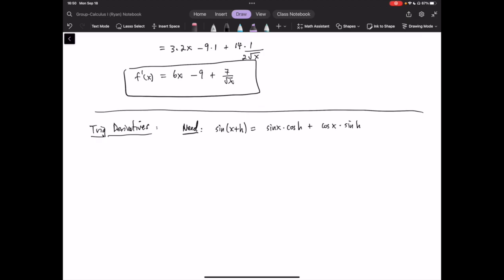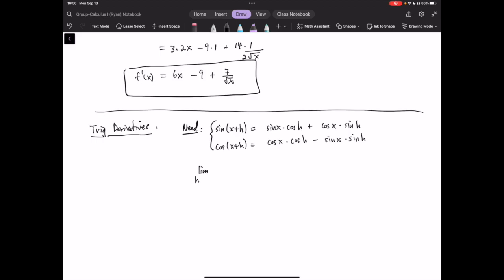For your recommended exercise, you will need the following: cosine of x plus h equals cosine of x times cosine of h minus sine of x times sine of h. These are the sum or difference formulas that we will need. There are two more formulas that we will need for this, and these are actually two limits, one of which we did in recitation.